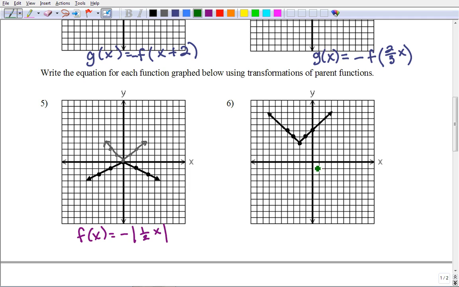Here, if I look at the shape of this, it has the same shape as our parent function. It goes up 1 over 1, up 1 over 1, so it hasn't been stretched or compressed. However, it's just been moved to the left and up 3. So my function is f of x equals the absolute value of x. We moved it to the left 2, so that's plus 2, opposite, and then up 1, 2, 3, so then plus 3.